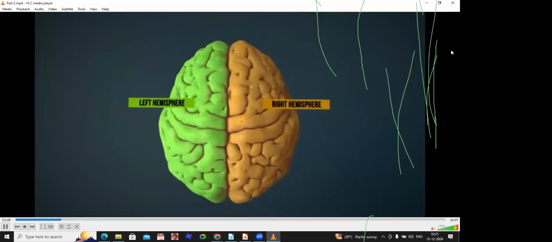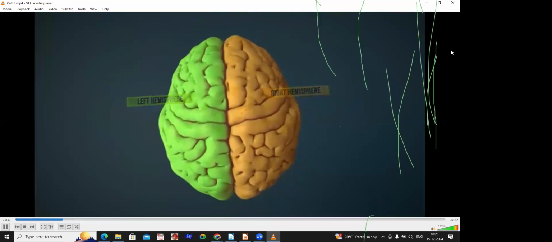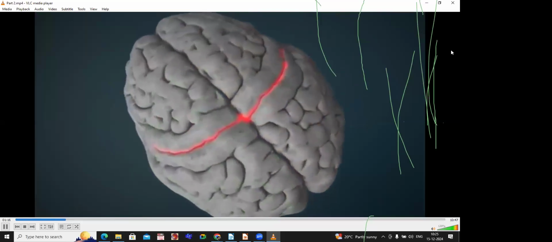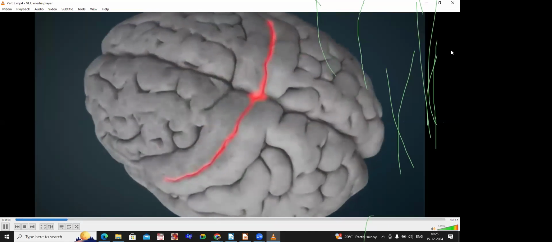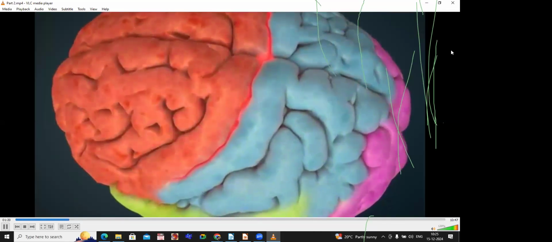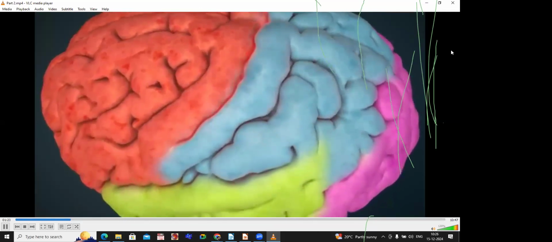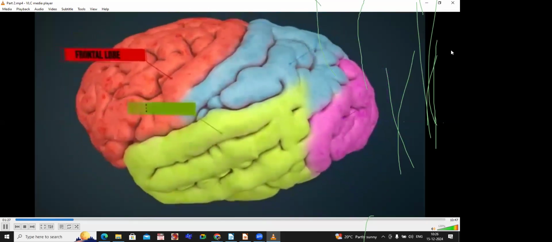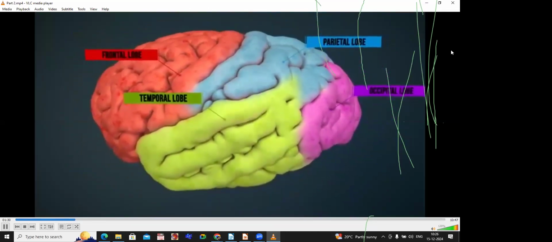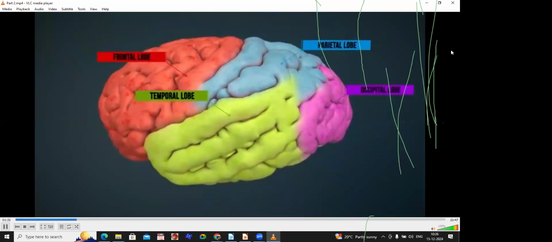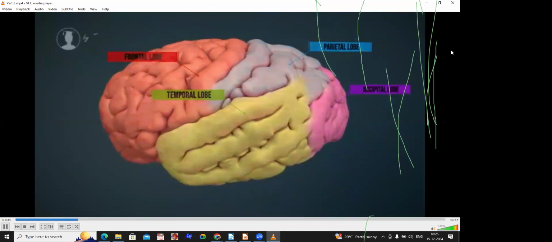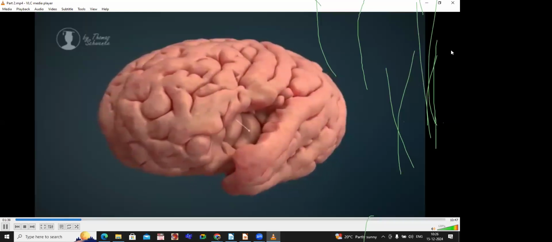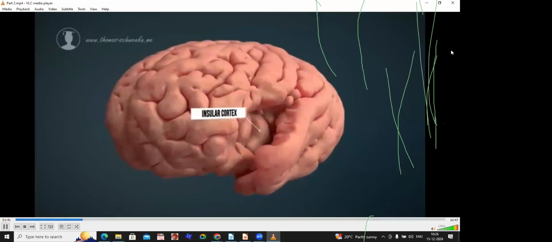Both hemispheres are divided into areas. The central sulcus, which appears red here, separates the frontal lobe from the parietal lobe. There is also a temporal lobe and an occipital lobe. The insular cortex can be found under the frontal, parietal, and temporal lobes.